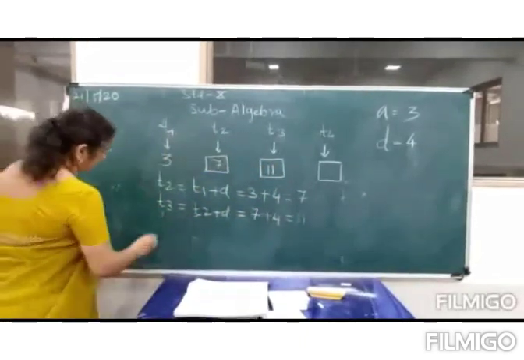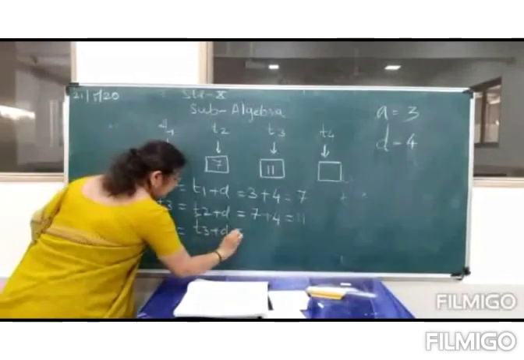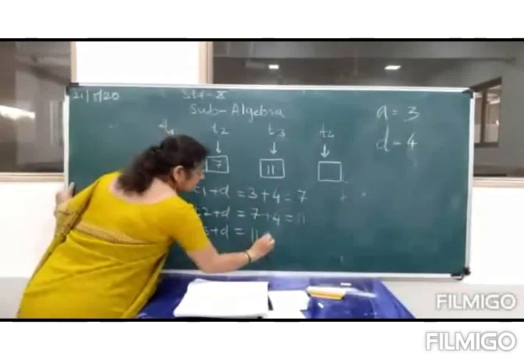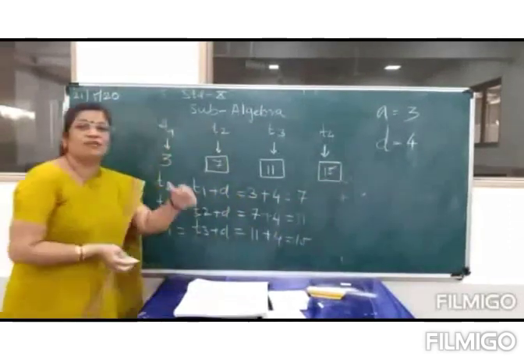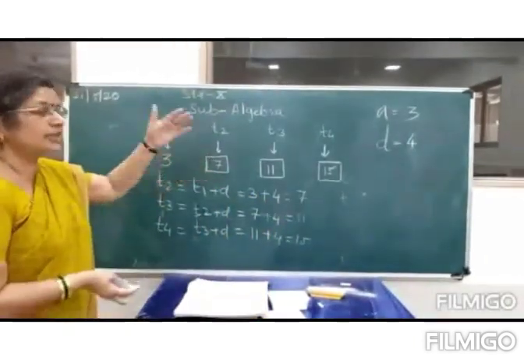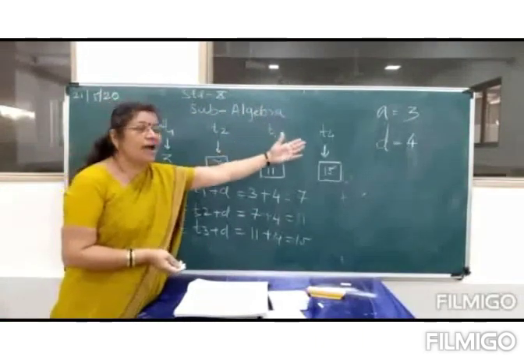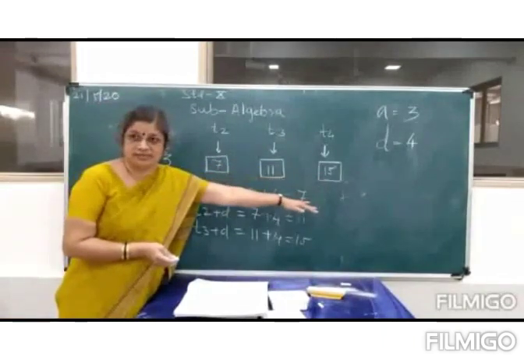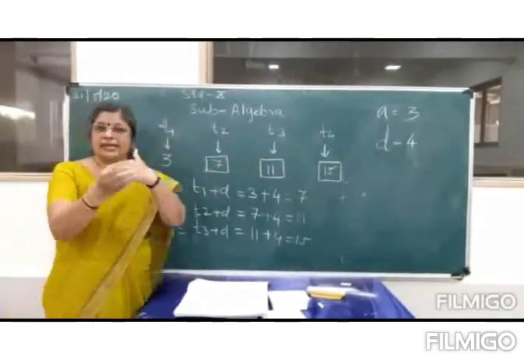Now T4. T4 is equal to T3 plus D. So how much did I get for T3 here? 11. Or here also you can see 11 plus common difference 4. So this is 15. So if you know the value of A, that is the first term, 3, and the common difference, you can find out the next term of a sequence. So this is for a particular example when A and D are given.